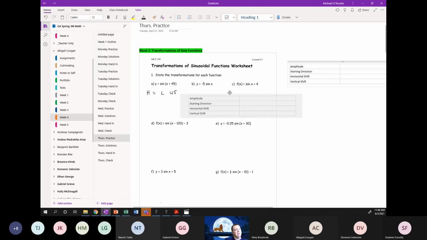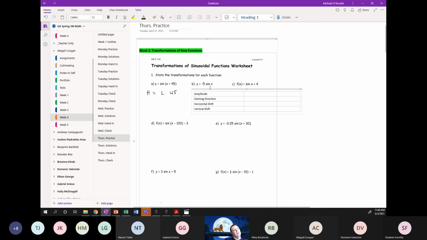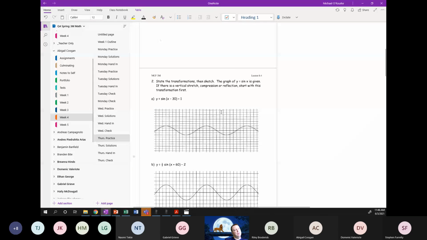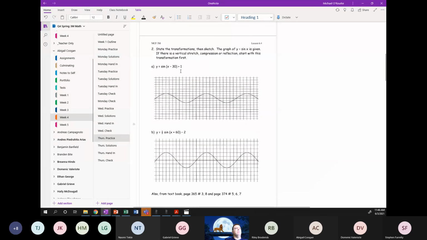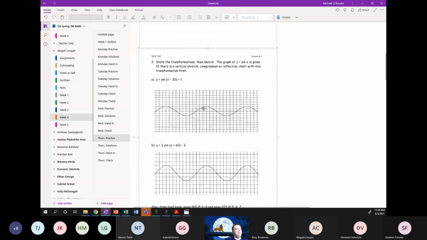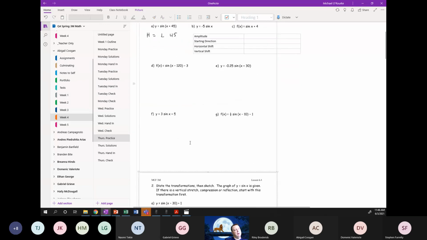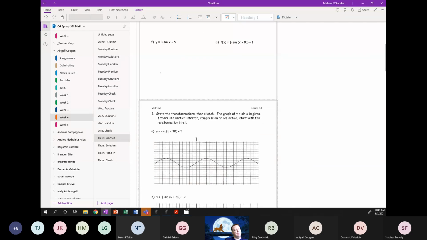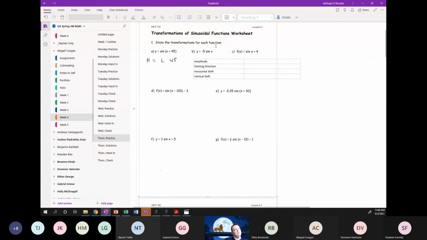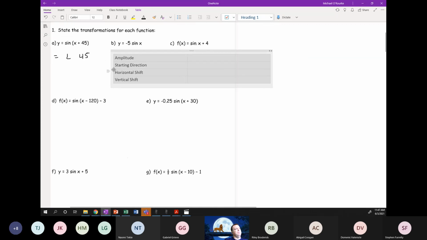Right, we're pretty much doing this right in there. What's the amplitude? What's the starting direction? Horizontal shift, vertical shift for these ones. And then there's 2 questions with, actually don't do these ones. We're going to do those after. Just do these ones up here. Okay, we're going to practice sketching stuff after. So just these questions right here you have to do. And just doing this.